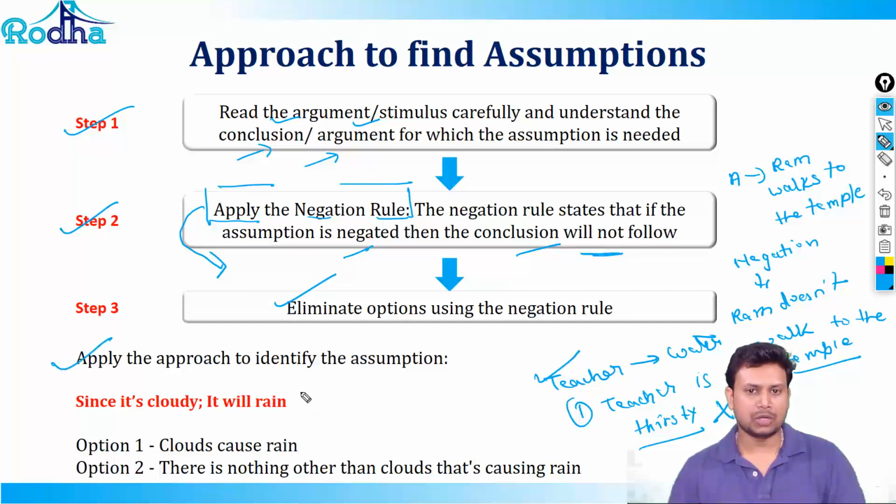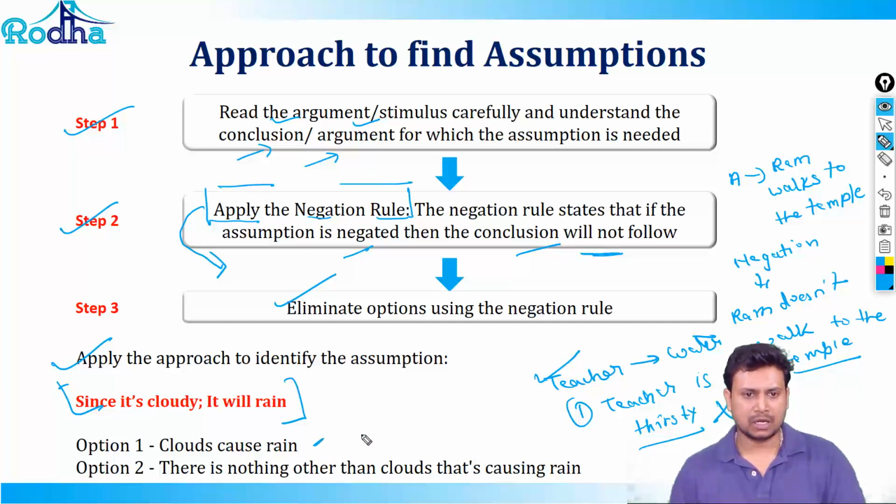Now I want you to again take a quick pause for 5 seconds and approach this question. It says apply the approach to identify the assumption. Now the question is very simple. It says since it's cloudy, it will rain. Now there are two options. Which one of these two options do you think is the answer?